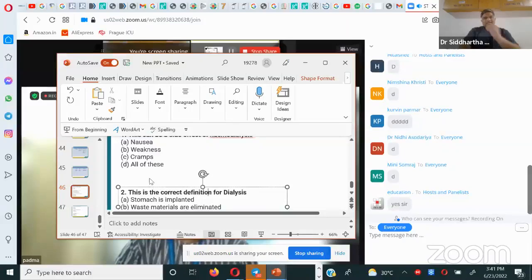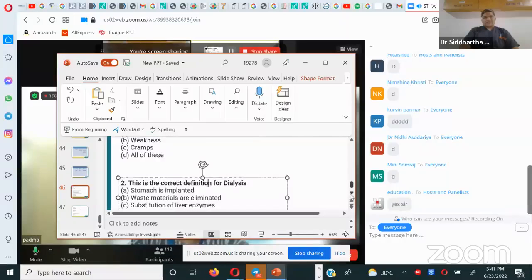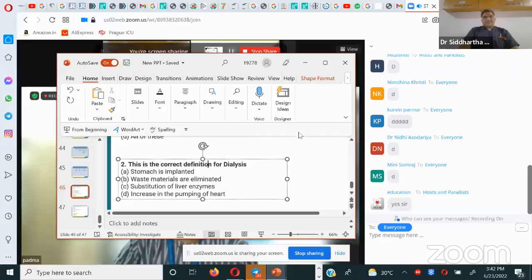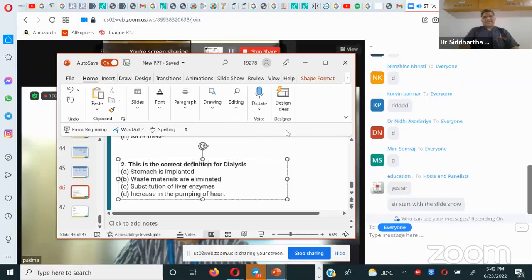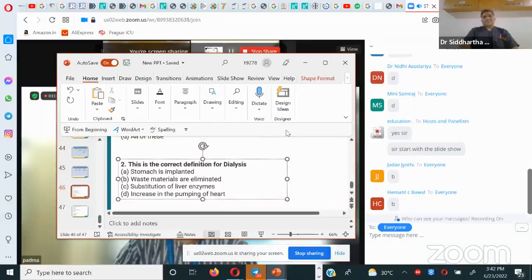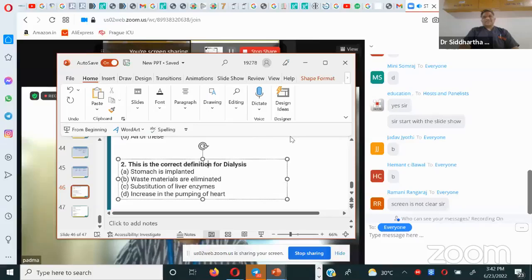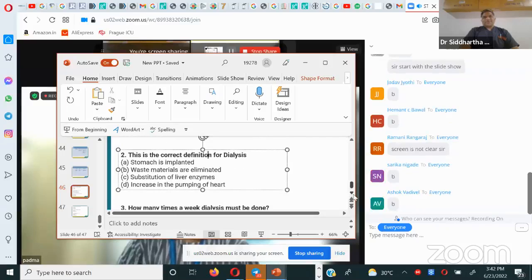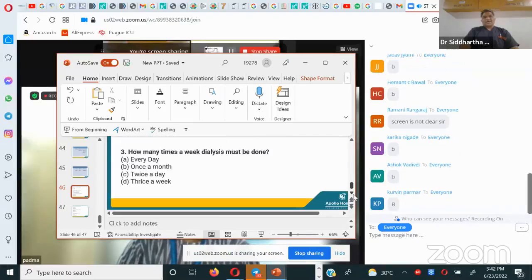Second question is, what is the correct definition of dialysis? What is the answer? The stomach is implanted, or waste material is eliminated, or a substitute of liver enzymes, or increase the pumping of the heart. The correct answer is B. So coming to third, how many times in a week do you do the dialysis? Every day, once in a month, twice a day, thrice a week? For the third question, the answer is D, thrice a week.